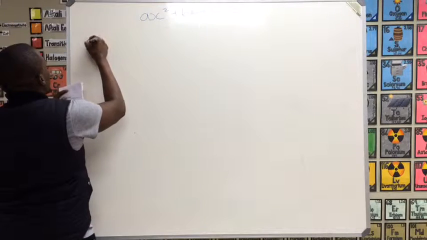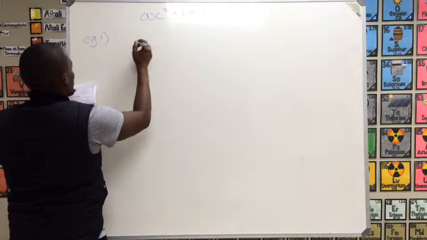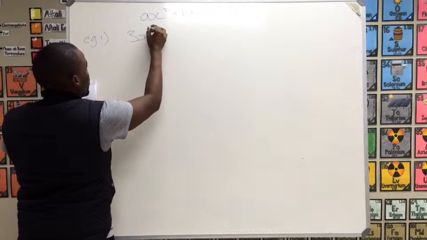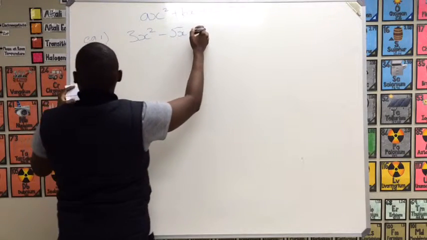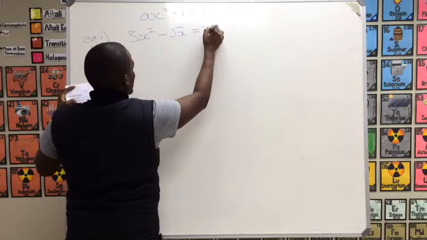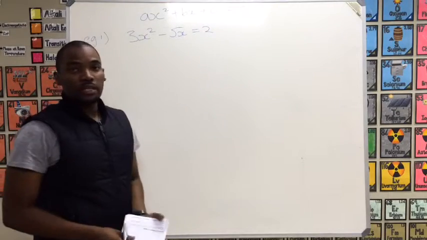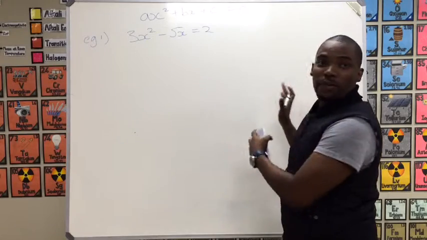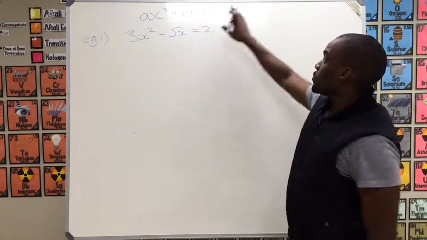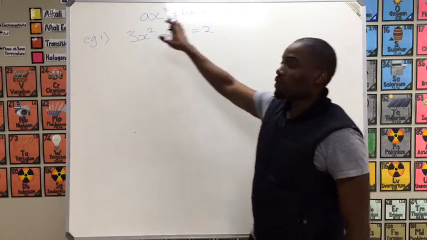So example 1 would just be 3x squared minus 5x equals 2. So usually when we're dealing with quadratic equations, what we're trying to do is get everything, variables and constants, to the one side, make it equal to 0. That way we can then solve it into two brackets.